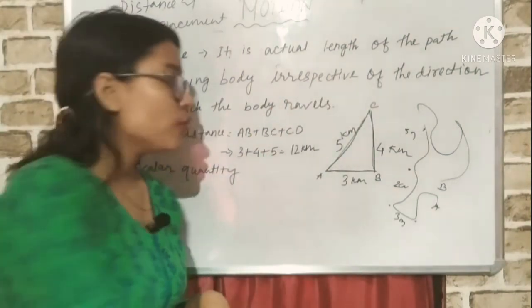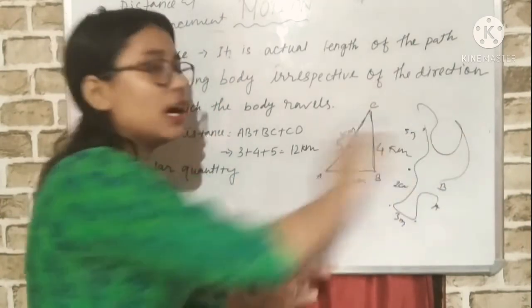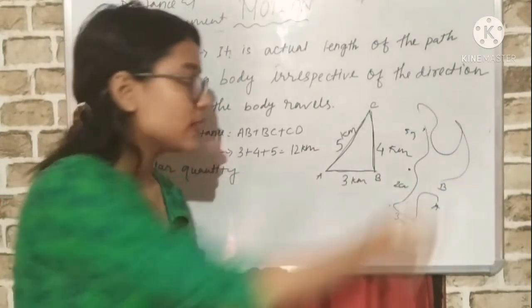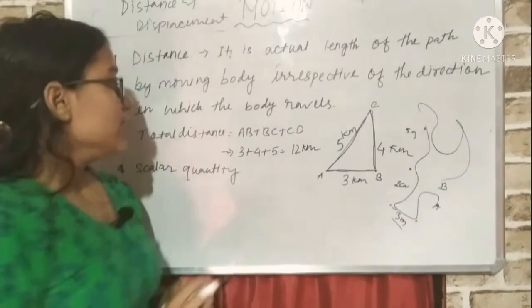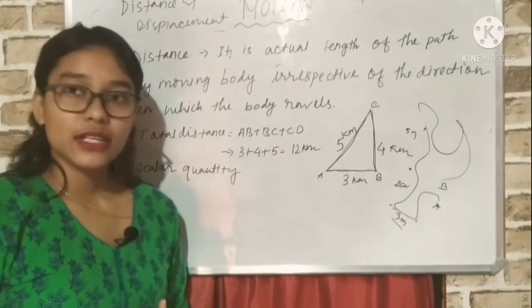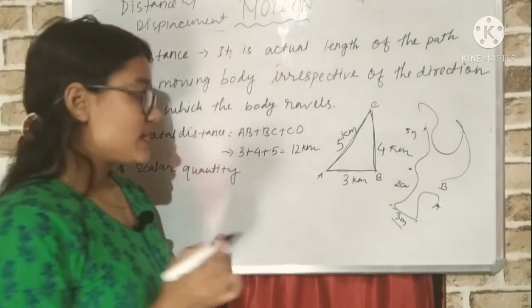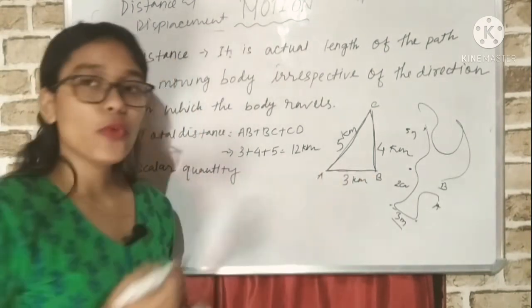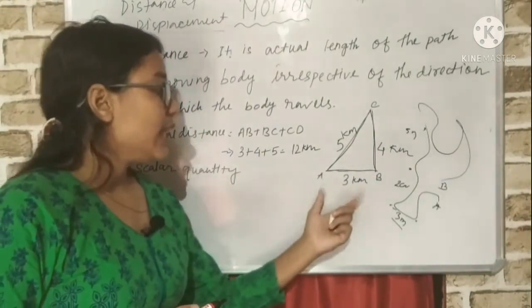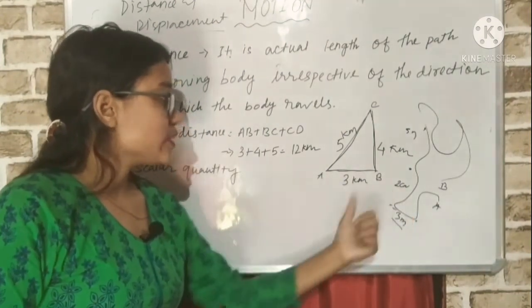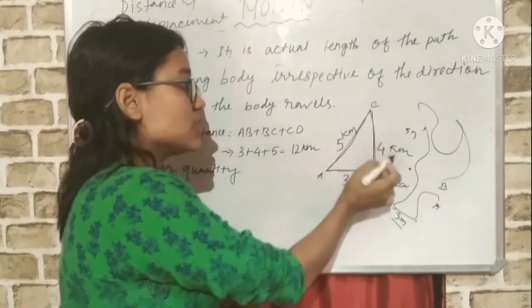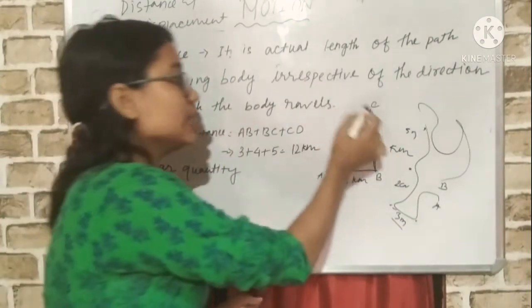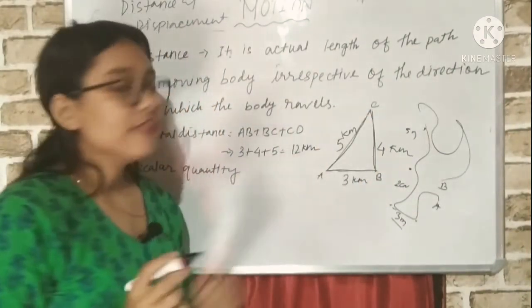An object may move from any point to another point. It is the actual path, the total path that we calculate, is what? Distance. Now you see here I have given one example. An object is moving from point A to point B. The length from point A to point B is 3 km. Length from point B to C is 4 km. Length from C to A is again 5 km.